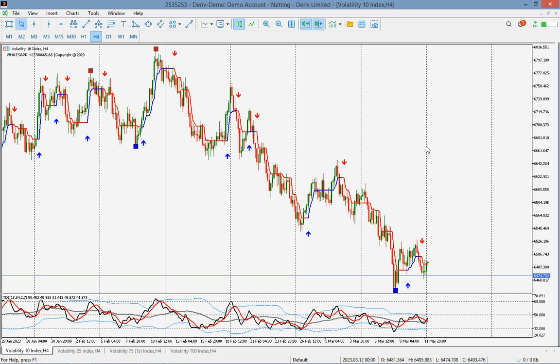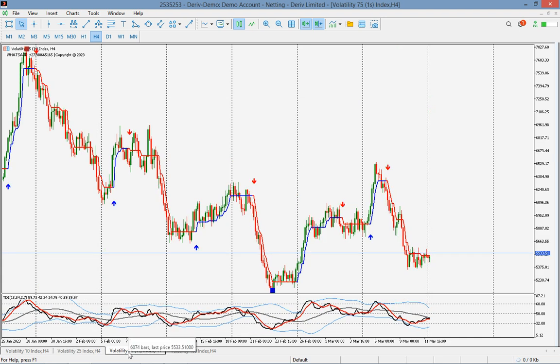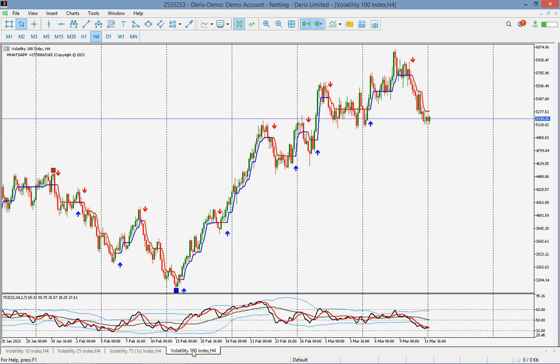In this video I want to introduce to you a new market maker system, the system which is 100% non-repaint. You see here we have VIX 10 on H4. This is how it looks. We also have it on a VIX 25. This is how it looks. Also on VIX 75 1S. This is how it looks. And also we have a VIX 100. This is how it looks on H4.